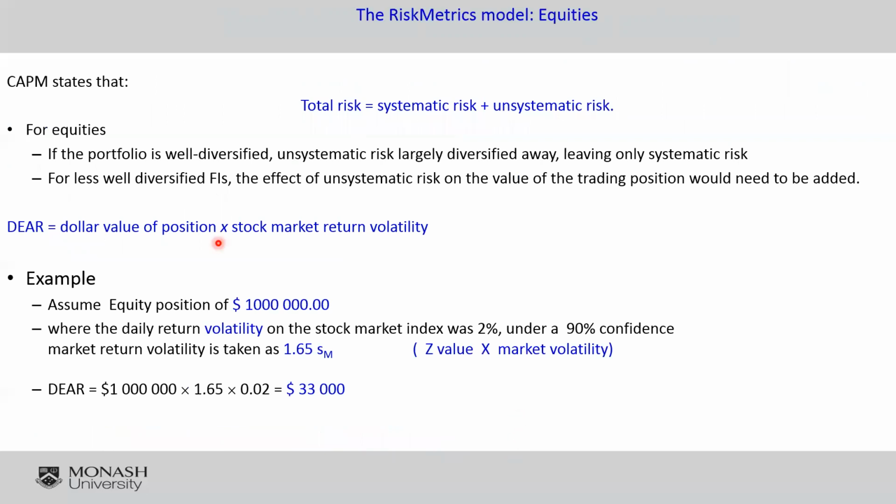However, in the equities, if you look at one of the pricing models called CAPM, CAPM says the total risk is unsystematic risk and systematic risk. Now, if the portfolio is well diversified, I can get rid of the unsystematic risk, but the systematic risk will continue to be there.